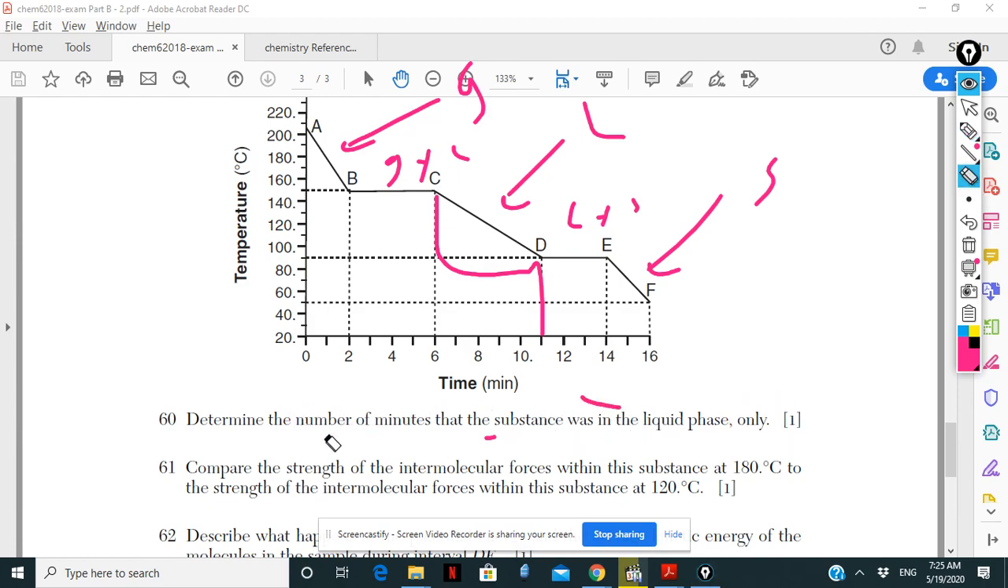Okay, now the second part: compare the strength of the intermolecular force within the substance at 180, so it was gas, and at 120, so it was liquid. So we understand that the intermolecular force in liquid is more than the intermolecular force for gas. That's why the gas doesn't have a shape or cannot take a shape, and the molecules are far away from each other, while the water takes the shape of the glass, and at the same time you can see it because the molecules are close together.